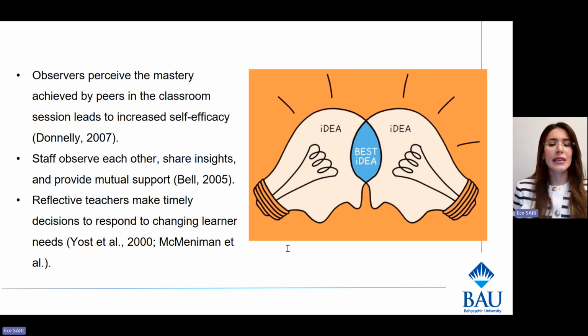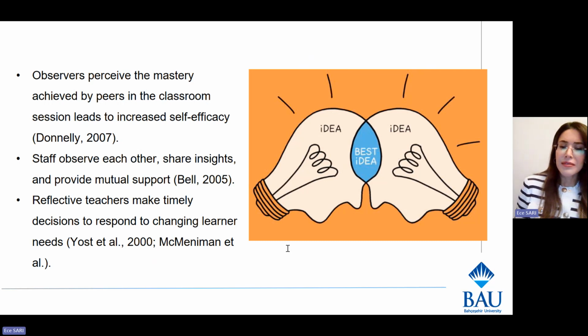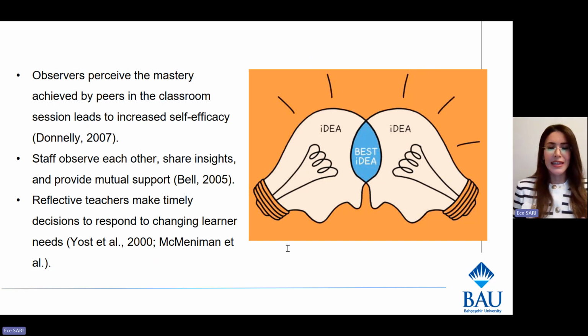Let's talk about why teacher reflection is important. Many research studies like those by Yost and McMenamin show that teachers who reflect more are likely to do better than teachers who don't reflect as much. The important thing is that teachers who are reflective show that they can make quick decisions that meet the changing needs of their students.